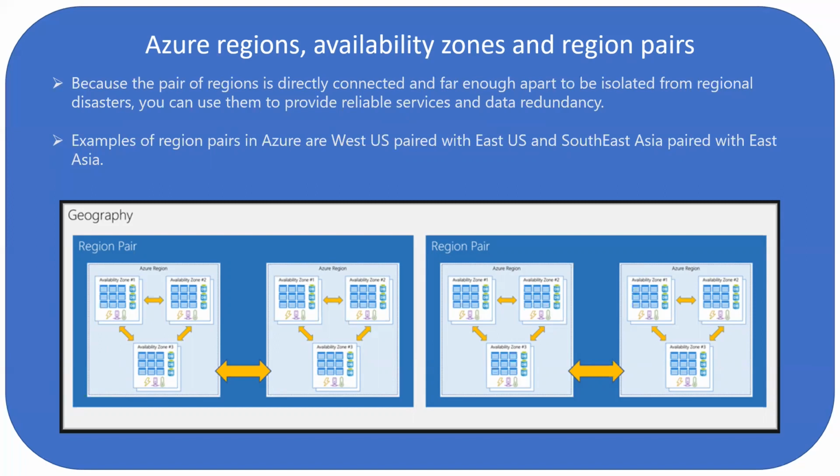They have to be in the same geographical boundary. There is one region pair which goes across geographical boundary. I think it's Brazil and US. That's the only exception.